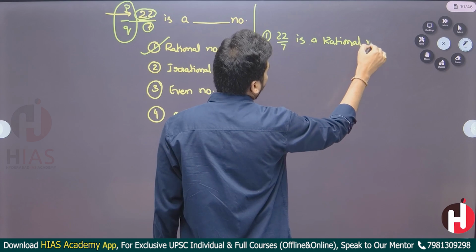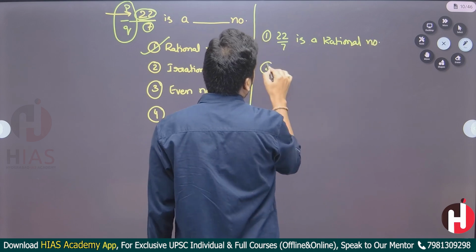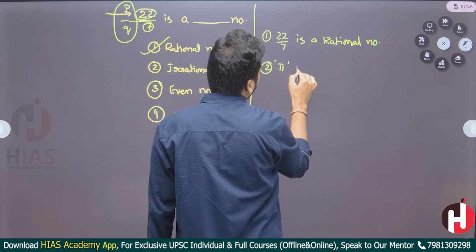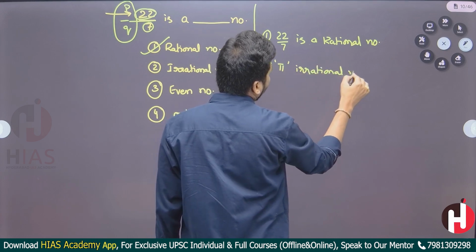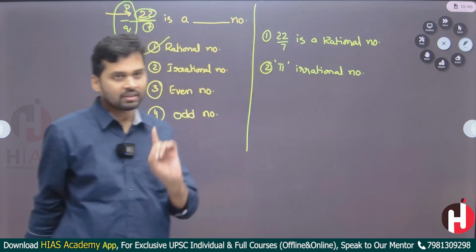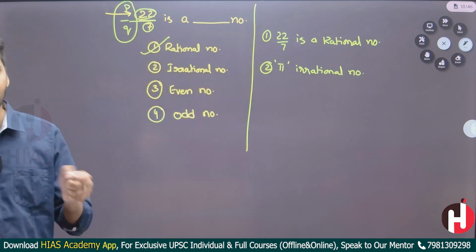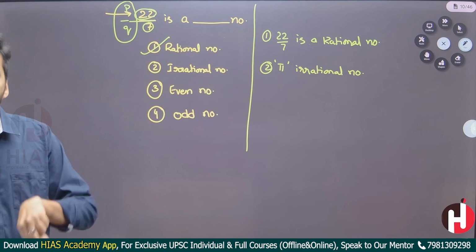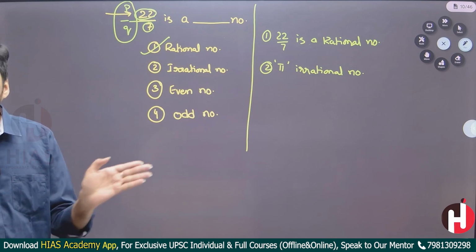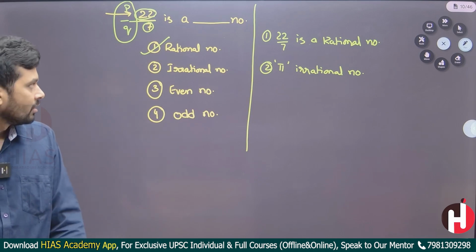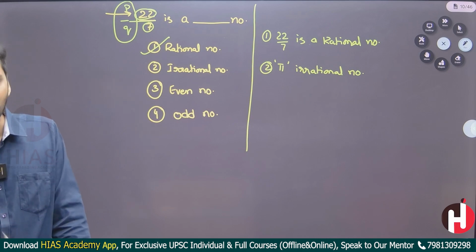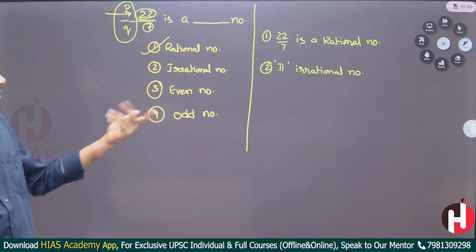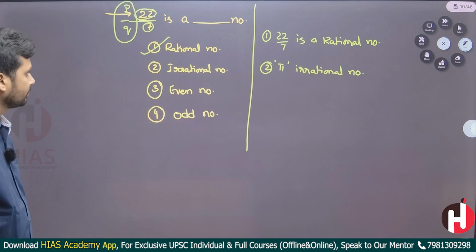But pi is what? Pi is an irrational number. You see the difference? 22 by 7 is a rational number because it is in the form of p by q. But pi is a mathematical constant, so that's why it is an irrational number. Where pi means that we will consider it as 3.141 and so on.